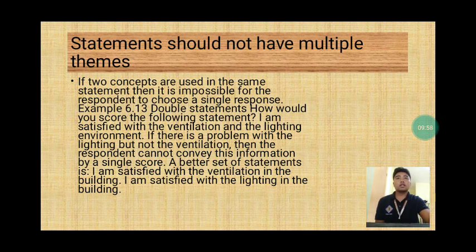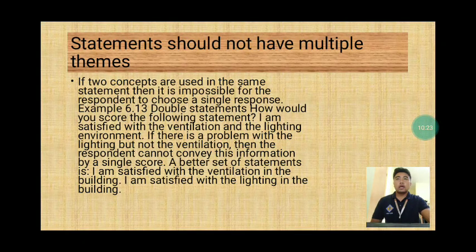If there is a problem with the lighting but not the ventilation, then the respondents cannot convey this information by a single score. So a better set of statements is: I am satisfied with the ventilation in the building, and I am satisfied with the lighting in the building.